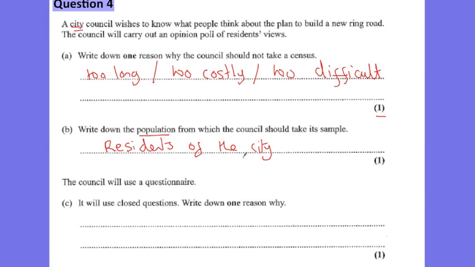The council will use a questionnaire. It will use closed questions. Write down one reason why. Why closed questions? Closed questions limit the amount of possible answers, which make it easier to analyse. So by closing the question and only giving a few response boxes, it means that the amount of possible answers is limited and makes it easier to analyse.